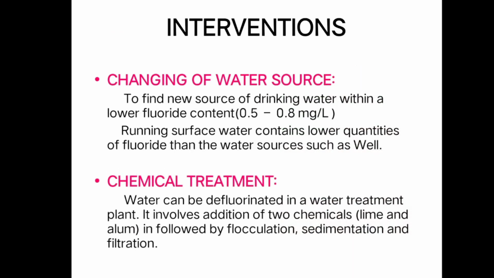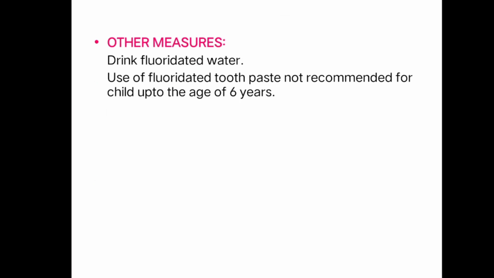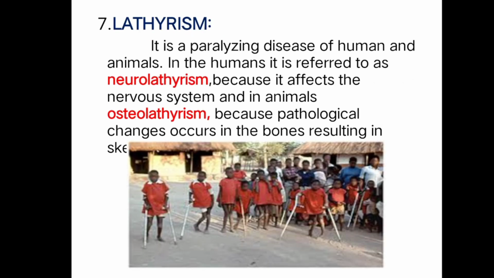For this we can give interventions like changing the water source, that is, water which contains a high amount of fluoride can be changed. When you compare stagnant water and running water, the running water has less fluoride content. Also, if there is water with fluoride, you can add lime and alum as a chemical treatment. Other measures are to drink non-fluoridated water, and the use of fluoridated toothpaste is not recommended for children up to the age of 6 years. So till 6 years of age you should see that fluoridated paste is not used by the children.